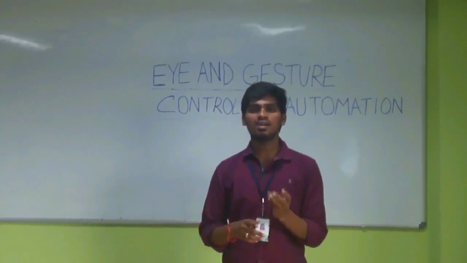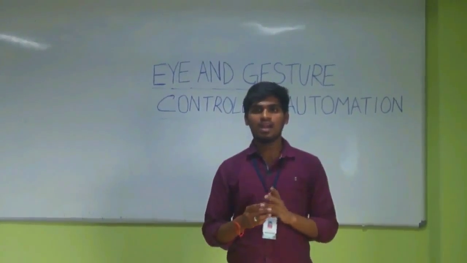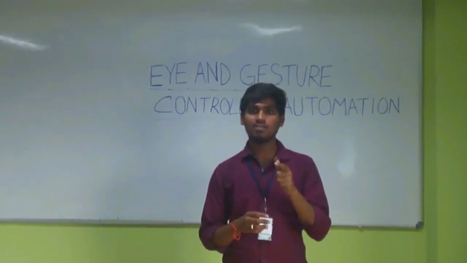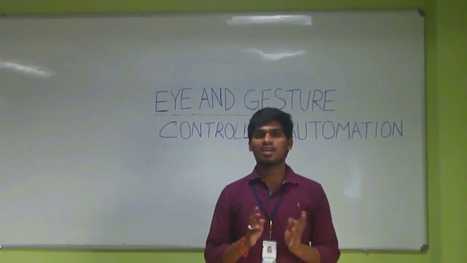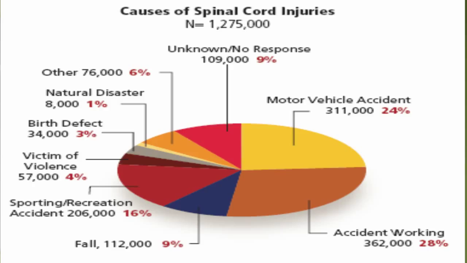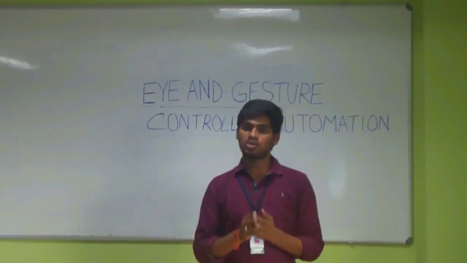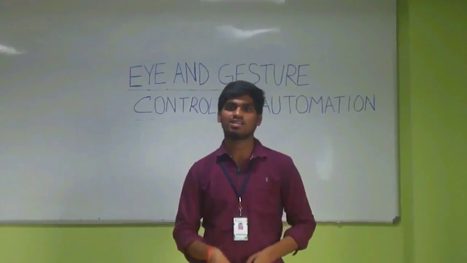Quadriplegia is a disease where all the muscle cells of the body are dead and only the eye muscle and the head muscle are alive. In this way, the quadriplegia patient can interact with the external world using eye gestures. Coming to spinal cord injury patients and patients who lost their legs in different accidents, they can interact with the external world using hand gestures. So in this way, our prototype is useful for quadriplegia patients, spinal cord patients and victims of different accidents.